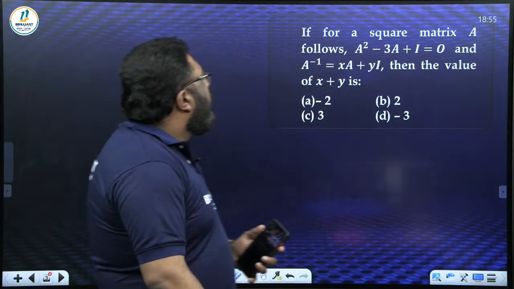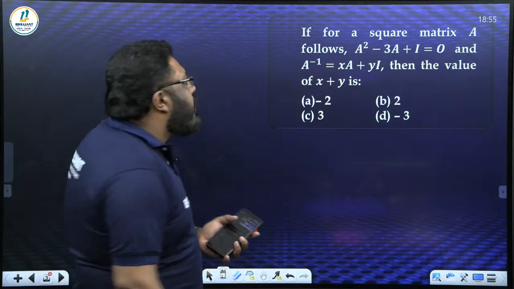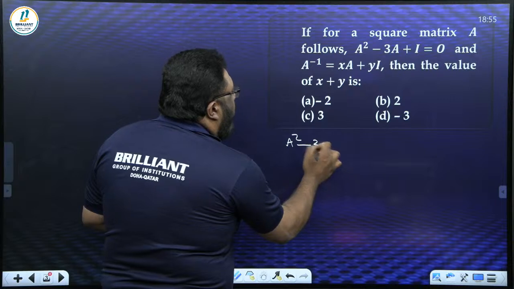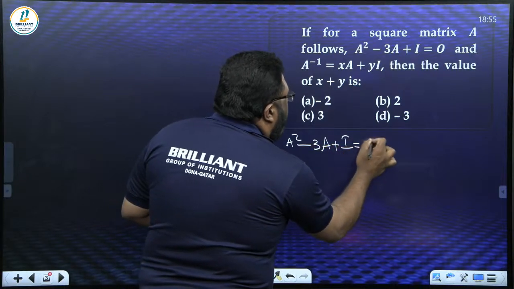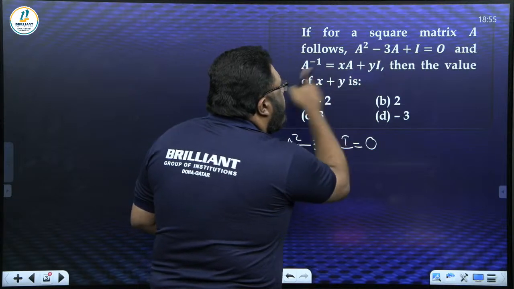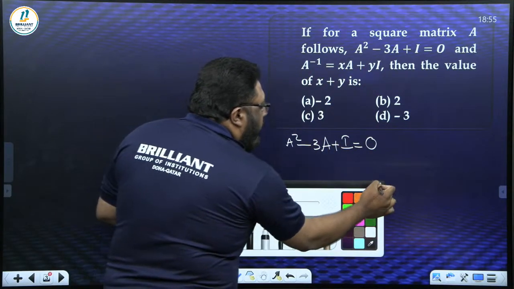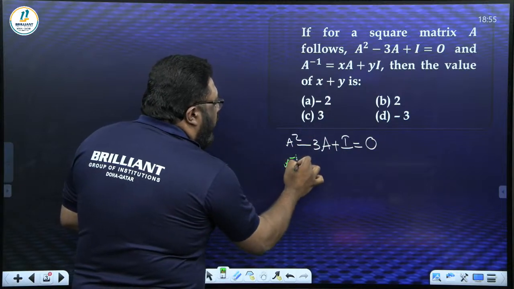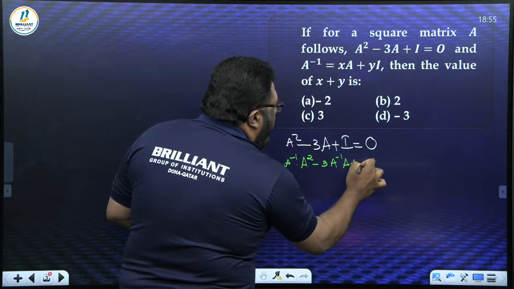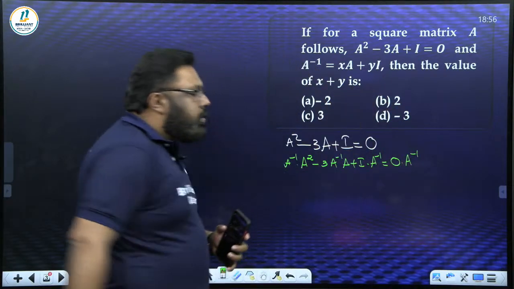Question number 1. If a square matrix A follows the matrix equation A squared minus 3A plus I equal to 0, and you have to get the inverse of this expression, how do you get it? You simply multiply A inverse throughout. So A inverse A squared minus 3 A inverse A plus I A inverse is equal to 0 A inverse.